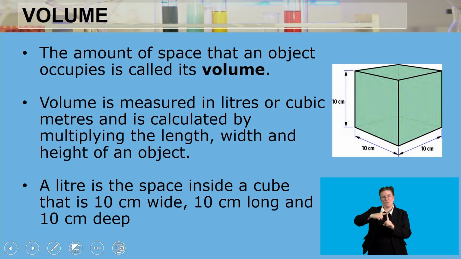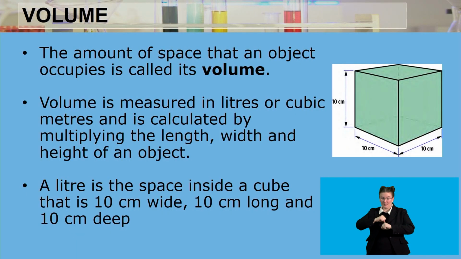Now, what about volume? We've discussed mass, now let's discuss volume. Volume is the amount of space that an object occupies, and whatever amount of space an object occupies, that object is said to have a certain volume. Volume is measured in liters or in cubic meters.